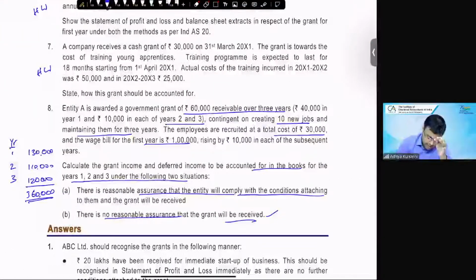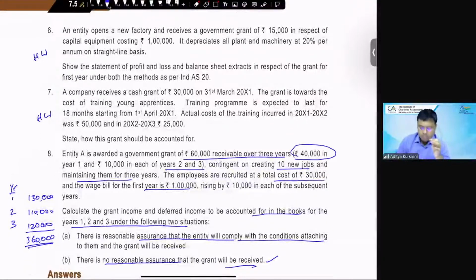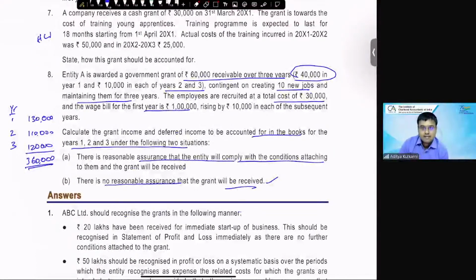So, entity A is awarded a government grant of 60,000 receivable. So 40,000 in year 1 and 10,000 each. Now, one inconsistency in the language. Awarded, then how can I say no reasonable assurance? Awarded a grant, meaning the grant has been received. So the question says there is no reasonable assurance, which seems a little doubtful, but okay. We continue with this inconsistency.